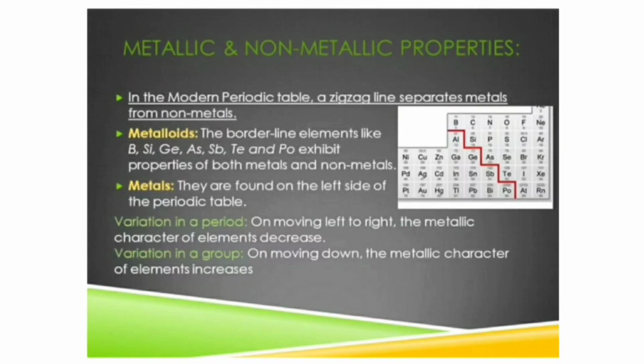Metallic and non-metallic properties. In the modern periodic table, a zigzag line separates the metals from non-metals. Metalloids, the borderline elements like boron, silicon, germanium, arsenic, exhibit the properties of both metals and non-metals. Metals, they are found on the left side of the periodic table. Variation in a period. On moving left to right, the metallic character of elements decreases. Variation in a group. On moving down, the metallic character of elements increases.